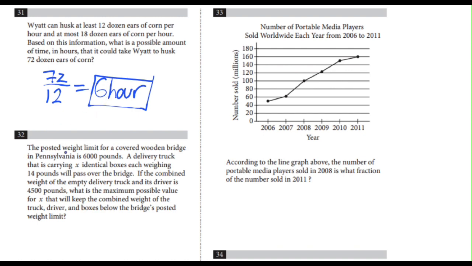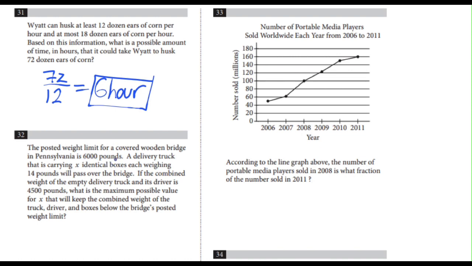Number 32. A posted weight limit for a covered wooden bridge in Pennsylvania is 6,000 pounds. A delivery truck that is carrying x identical boxes, each weighing 14 pounds, will pass over the bridge. If the combined weight of the empty delivery truck and its driver is 4,500 pounds, what is the maximum possible value for x that will keep the combined weight of the truck, driver, and boxes below the bridge's posted weight limit? So what we can do is set up an equation to represent the situation.